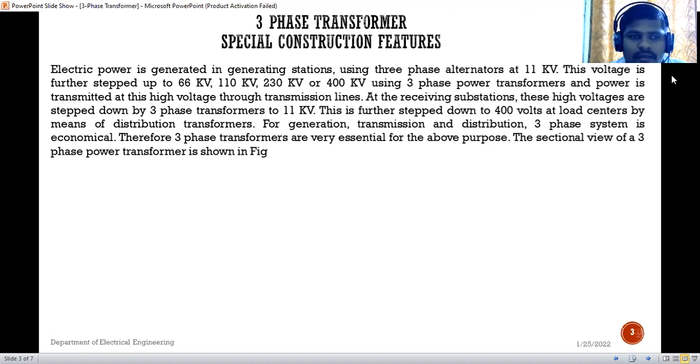Now that means the consumer usable voltage we want to step down at the distribution station, or it may be the receiving substation.